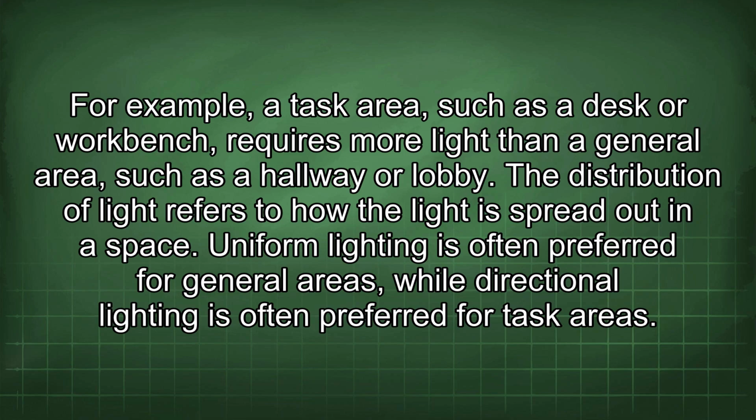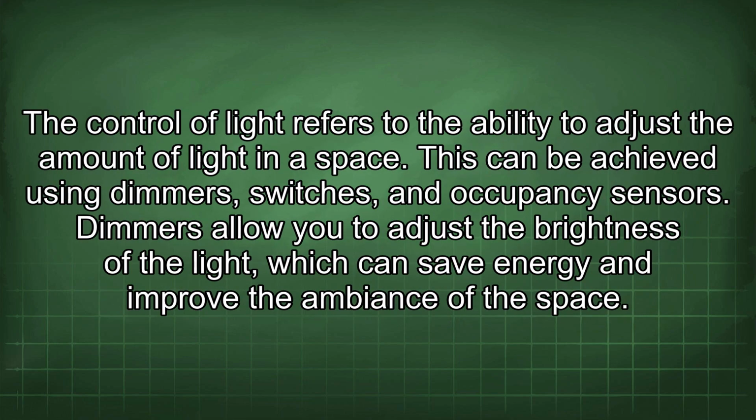Uniform lighting is often preferred for general areas, while directional lighting is often preferred for task areas. The control of light refers to the ability to adjust the amount of light in a space. This can be achieved using dimmers, switches, and occupancy sensors.